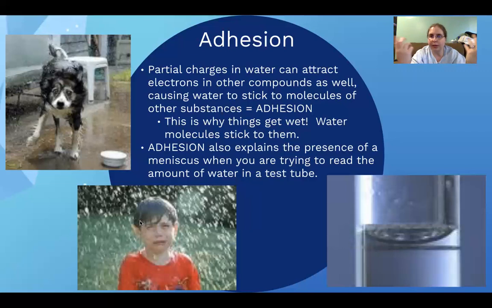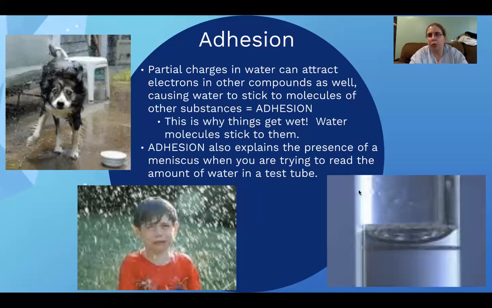So that's why your hair tends to stay damp longer than your skin does, because it's hard to get every single bit of water out of your hair just by using a towel, unless you want to go individually, which ain't no one got time for that. Adhesion also explains what's called a meniscus.